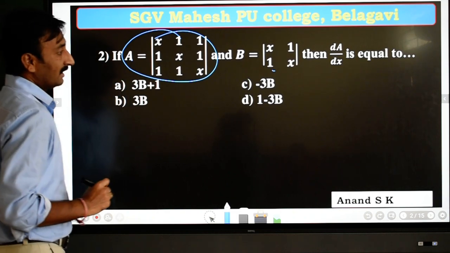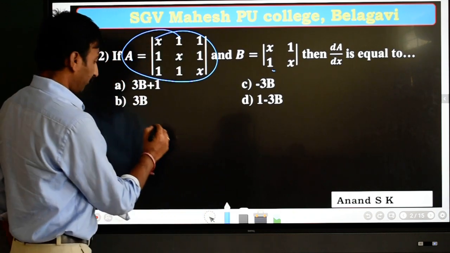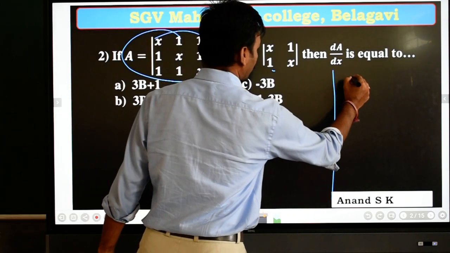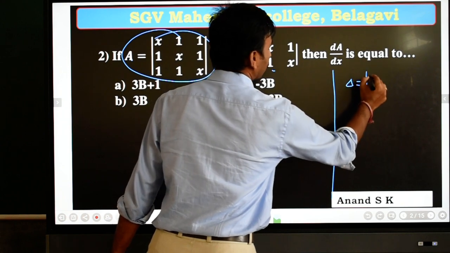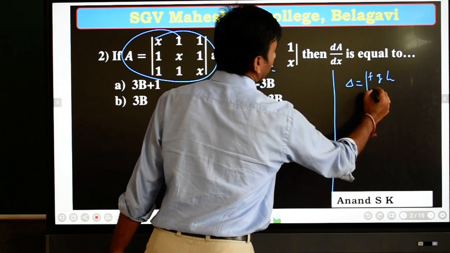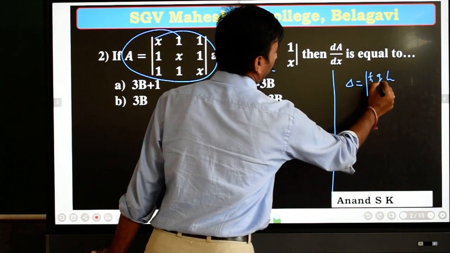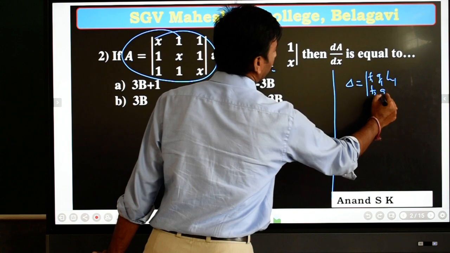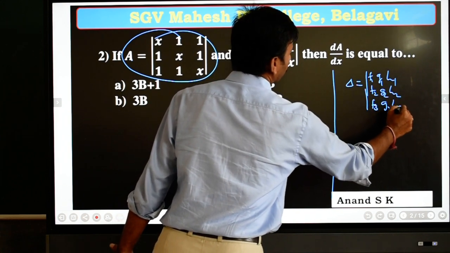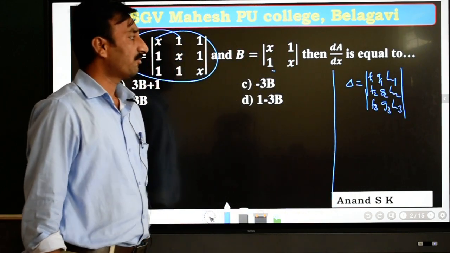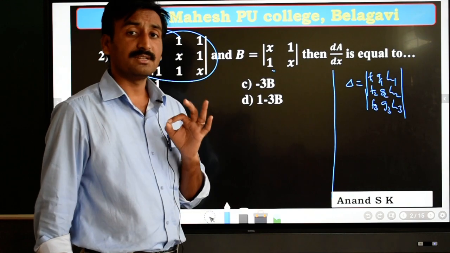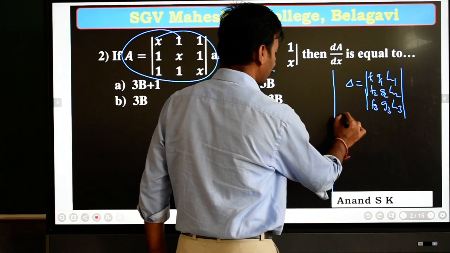Generally, whenever you are differentiating a determinant, I'll show here the rule for it. Suppose you have a delta like this: f, g, h, then f1, g1, h1, f2, g2, h2, and one more row, f3, g3, h3. Suppose you have a determinant of order 3 cross 3. The rule for the differentiation of a determinant tells us how to find the derivative of this.